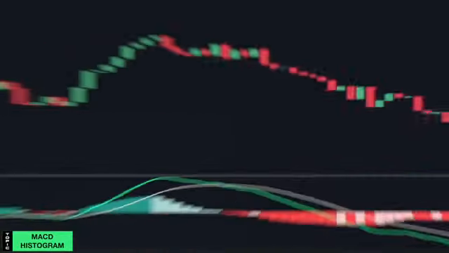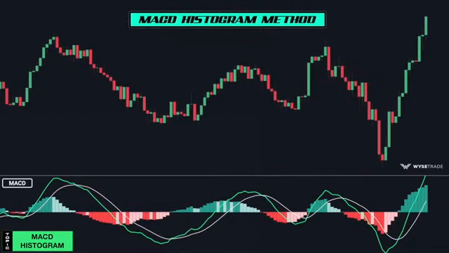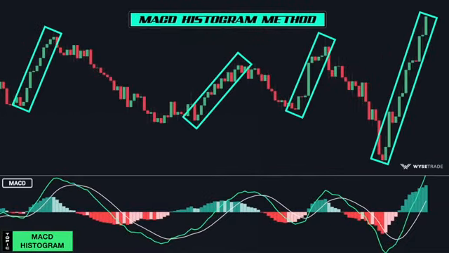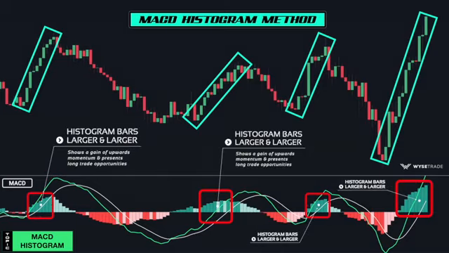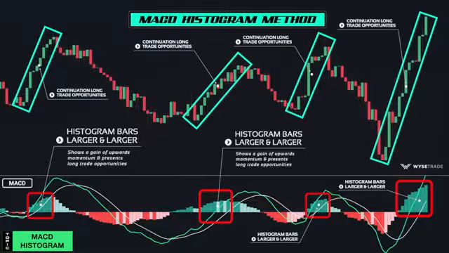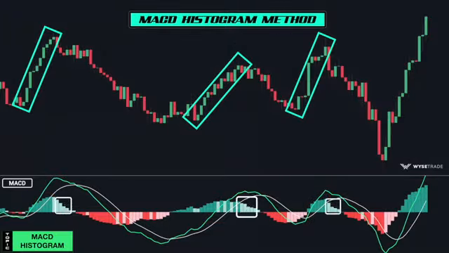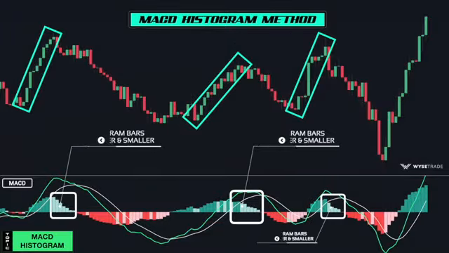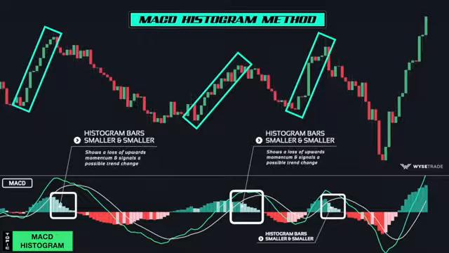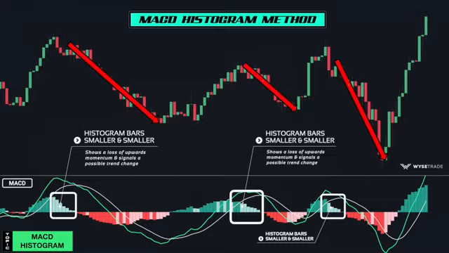The next way to use the MACD is through the histogram method. In an uptrend, when you see the histogram bars getting larger and larger, it shows a gain of upwards price momentum, which can be used for continuation long trade entries. But then, when you notice the histogram bars starting to shrink, it signals a loss of momentum and may result in a possible trend change from an uptrend to a downtrend and presents possible reversal trade opportunities short.